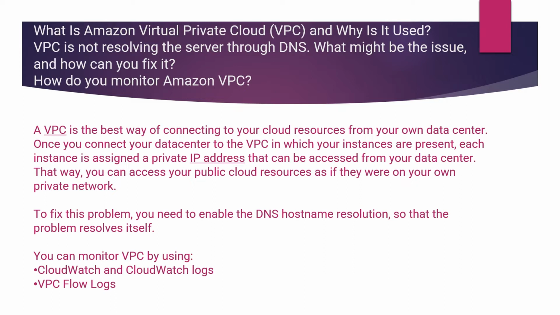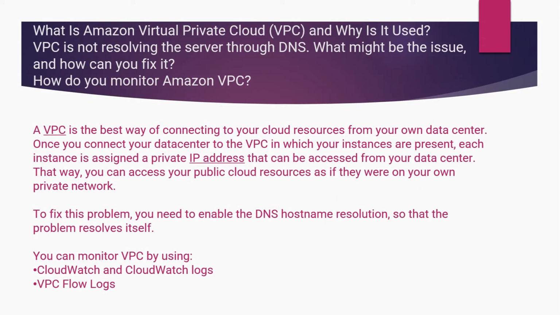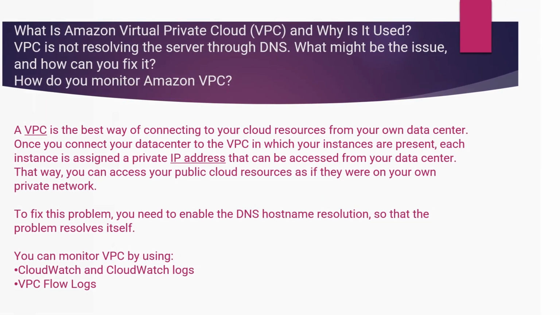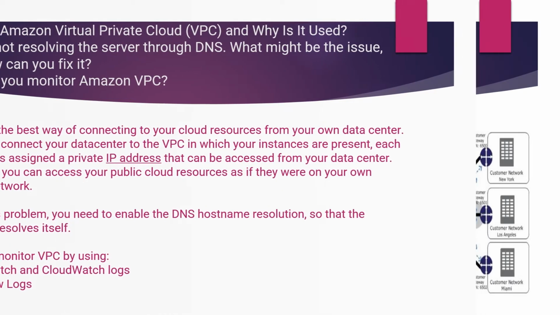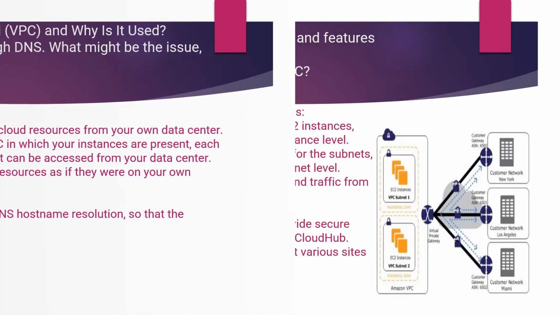AWS interview questions for VPC. 36. What is Amazon Virtual Private Cloud, VPC, and why is it used? A VPC is the best way of connecting to your cloud resources from your own data center. Once you connect your data center to the VPC in which your instances are present, each instance is assigned a private IP address that can be accessed from your data center. That way, you can access your public cloud resources as if they were on your own private network.